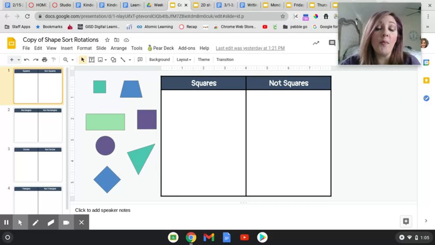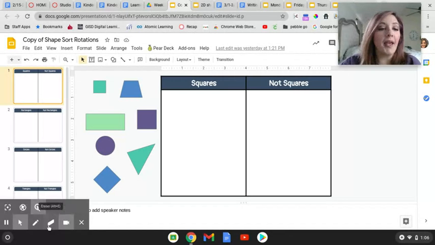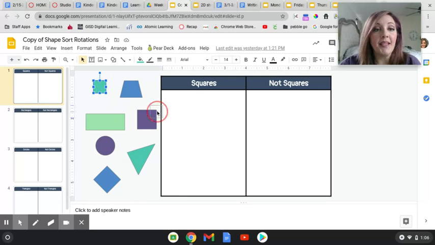So let's review. Remember, a square was flat. It had 4 sides, and all 4 sides were the same, and 4 corners. So let's look at our pictures here. This one is a square. So let's move it to our square.